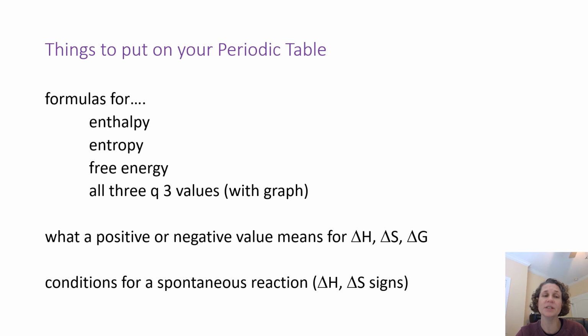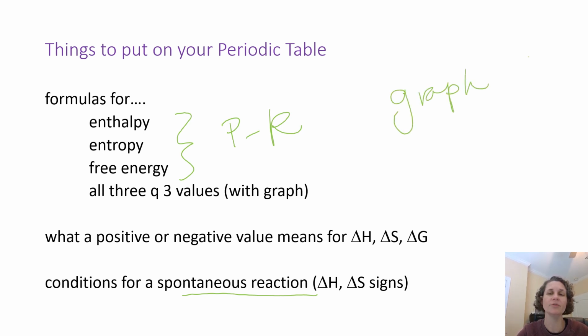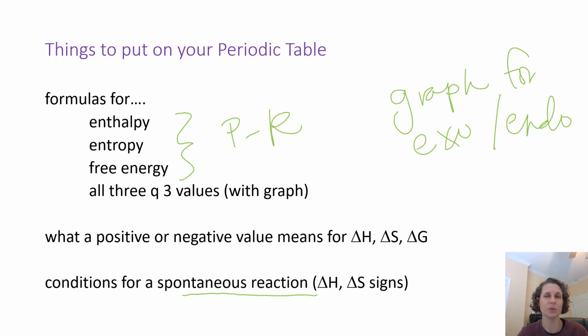So these are what I would suggest. The formula is pretty much all the same for these three. It's just products minus reactants, basically. The values I would list out: negative delta H is exothermic, positive is endothermic, positive S, negative S, what they all mean, and then know the conditions for a spontaneous reaction. You may want to also, and I forgot to put this on here, be able to recognize a graph for exo versus endo. So look back in these slides, or look back at your notes, and see the general shape so that you would know the difference.